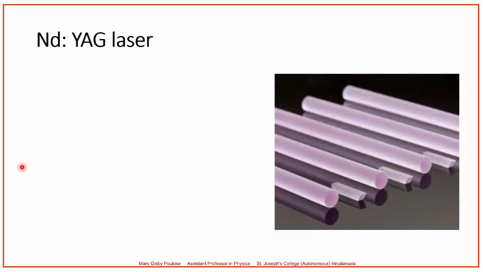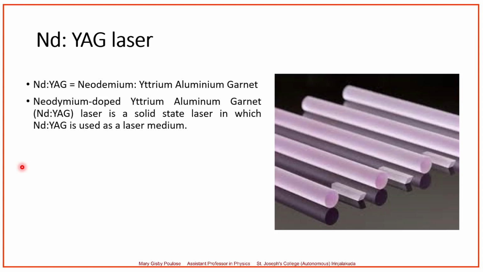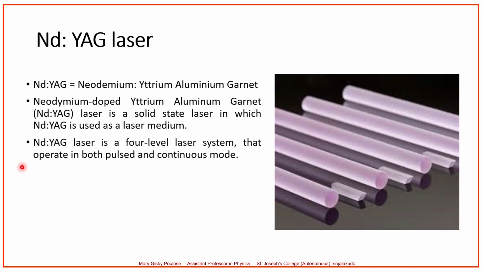Now next, let us look into the Nd:YAG laser, neodymium YAG laser. So Nd:YAG is actually the acronym for neodymium yttrium aluminium garnet. This laser is a solid state laser. The lasing medium is a solid crystal as shown on the right, and here Nd:YAG is used as the lasing medium. It is a 4-level laser system. It operates in both pulsed mode and continuous wave mode.